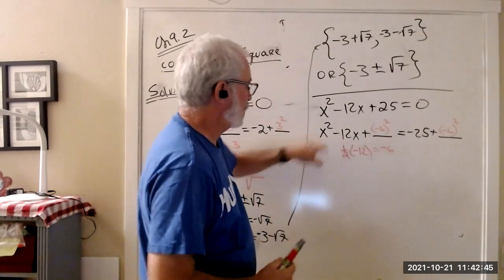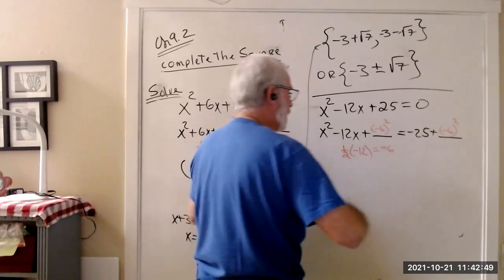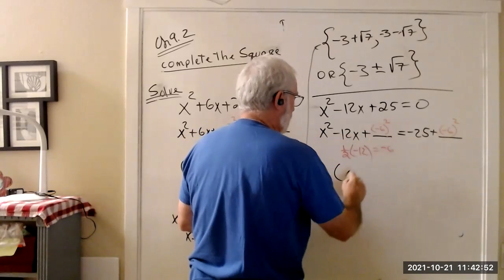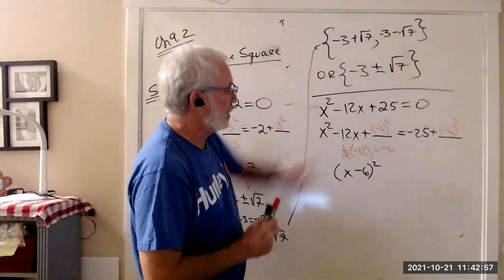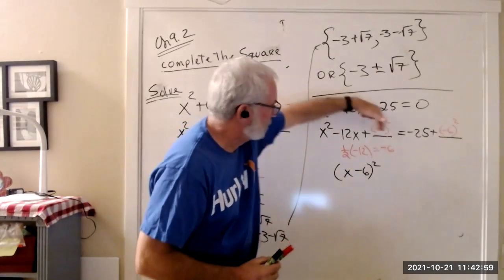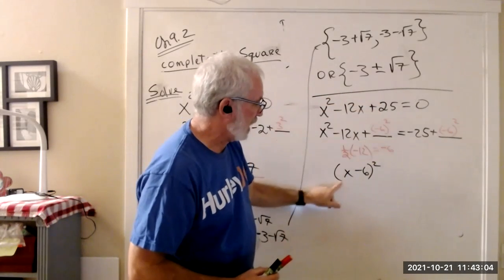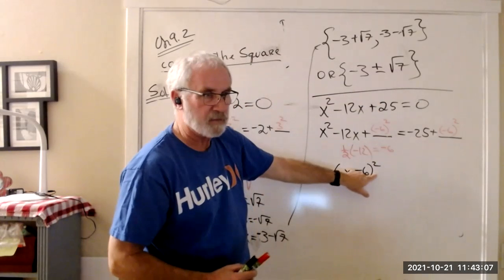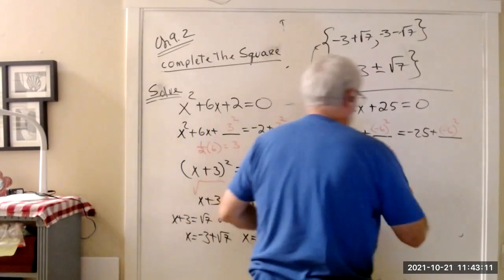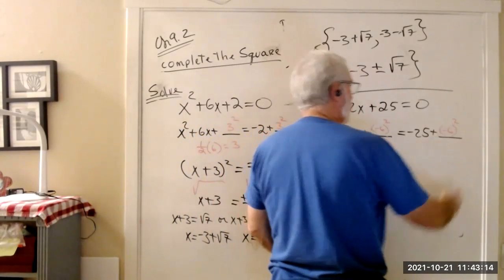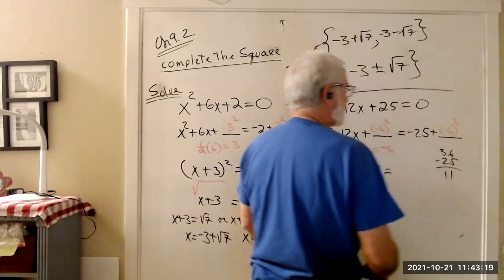This quantity will factor automatically, you don't have to think, you don't have to do anything. It will become x minus 6 quantity squared. The left-hand side will become x, and then that's a minus 6, x minus 6 quantity squared. The right-hand side, okay, use your calculator, but this is 36 and negative 25. I believe it's 11.